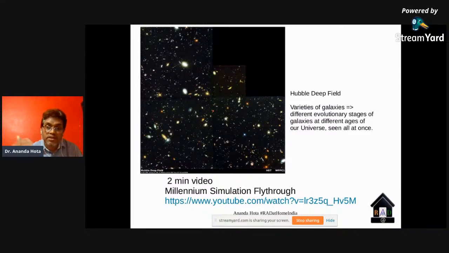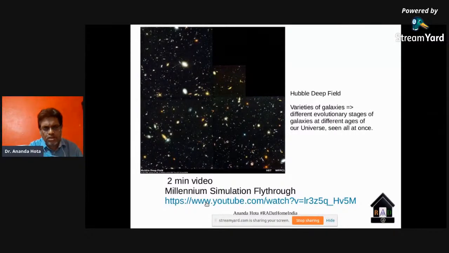They are at different distances. Light has taken different times to reach us. So the universe at different epochs, different ages, you are seeing all together in the same picture. They have been compressed, you can say. So galaxies are at different distances, they are in different dynamical configurations. Some are in groups, some are isolated, some are elliptical, some are spiral. If you want to see them at different distances, let's go through once again.